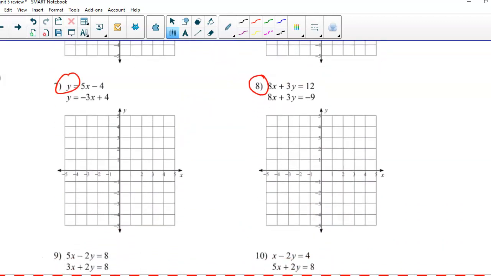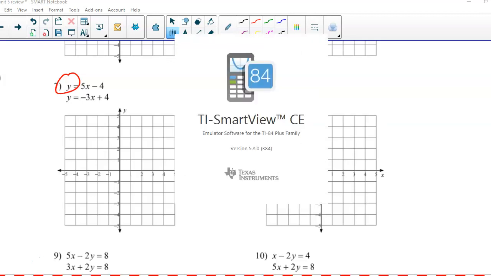Number 7, I'm going to put in my calculator. So in y equals, put y equals 5x minus 4. And then -3x plus 4. I gotta wait for my calculator to come. If you get there, you can go ahead and graph your lines. And then go to second trace. You're looking for intersect. And then press enter 3 times.